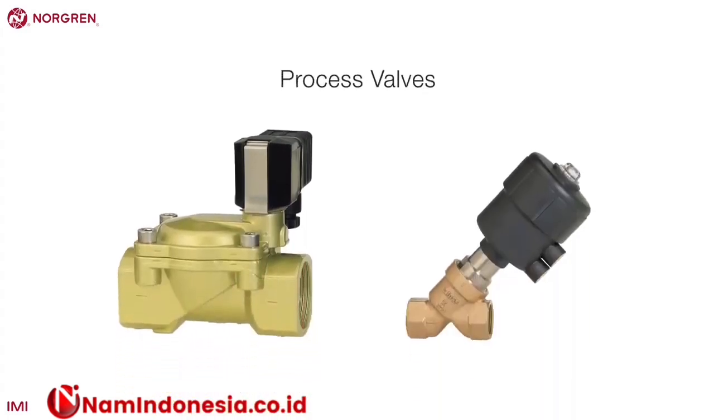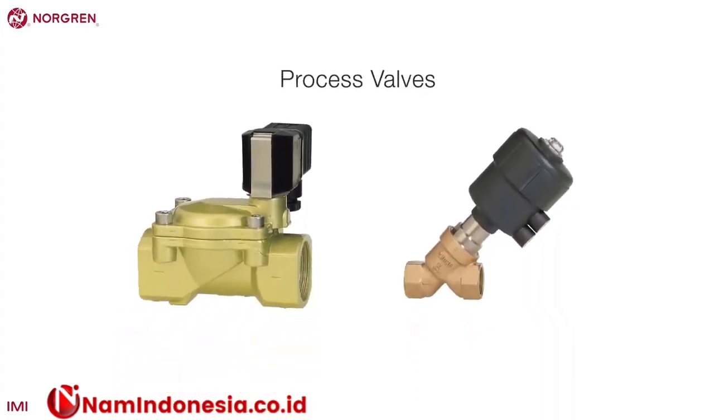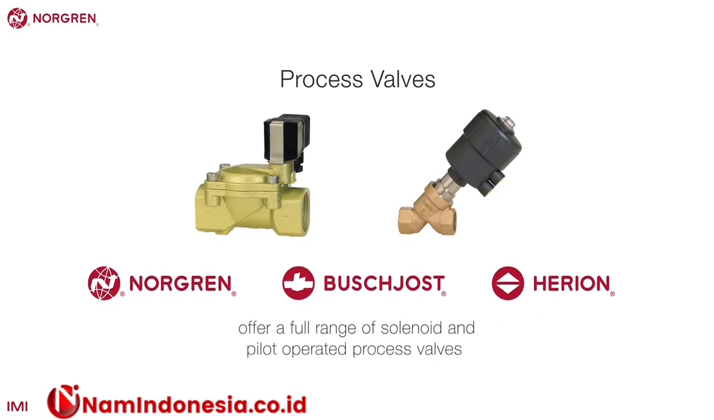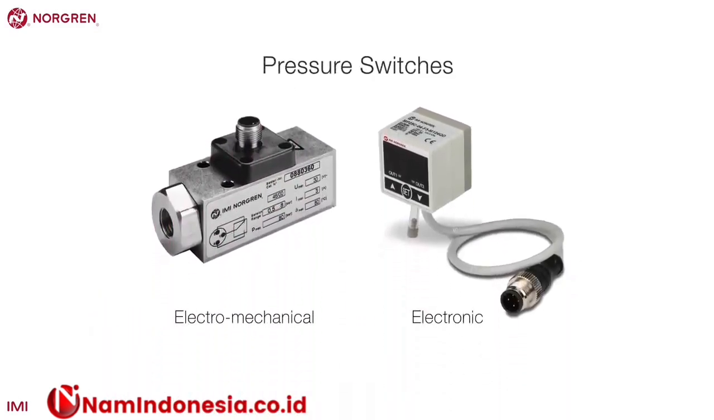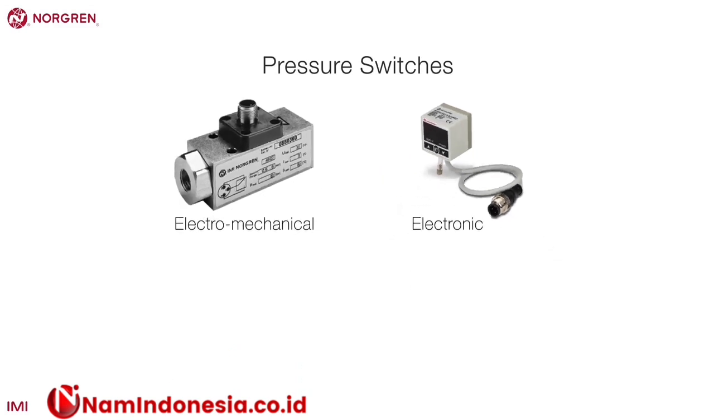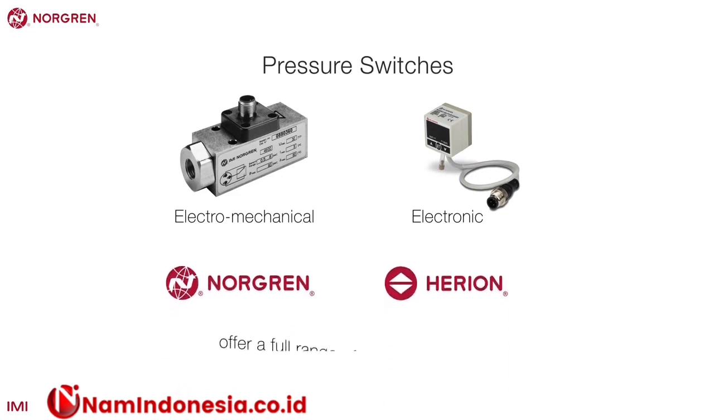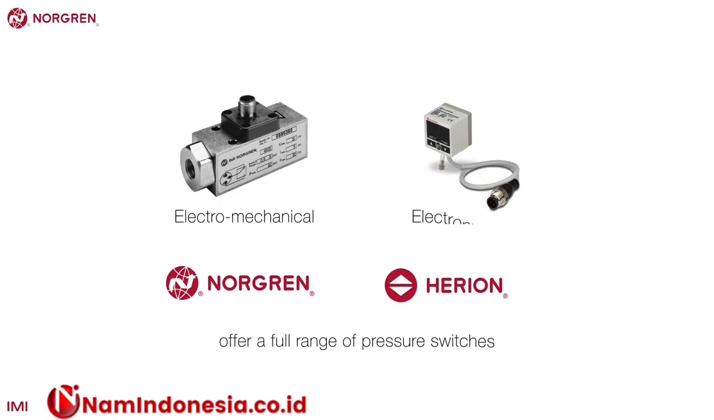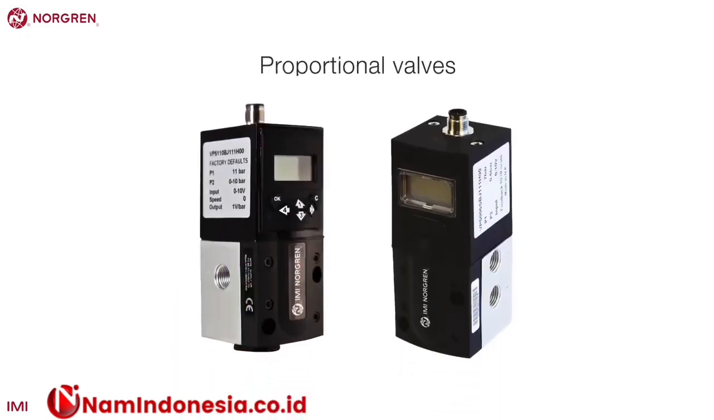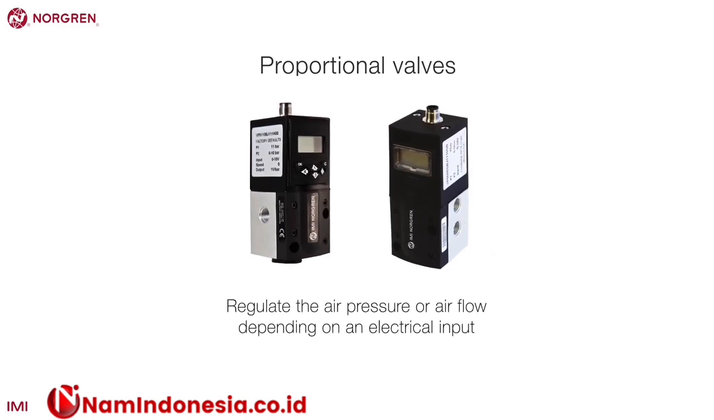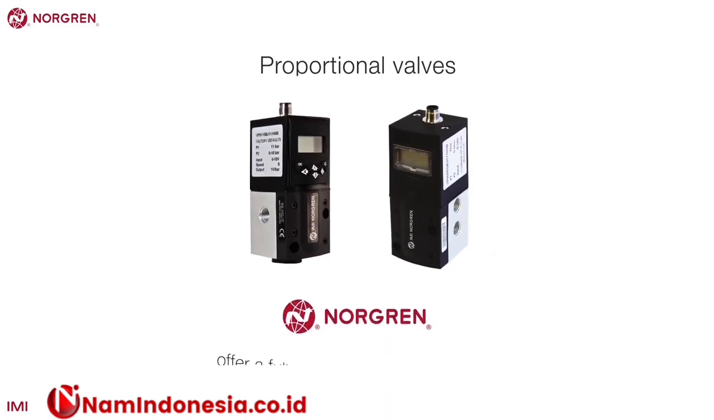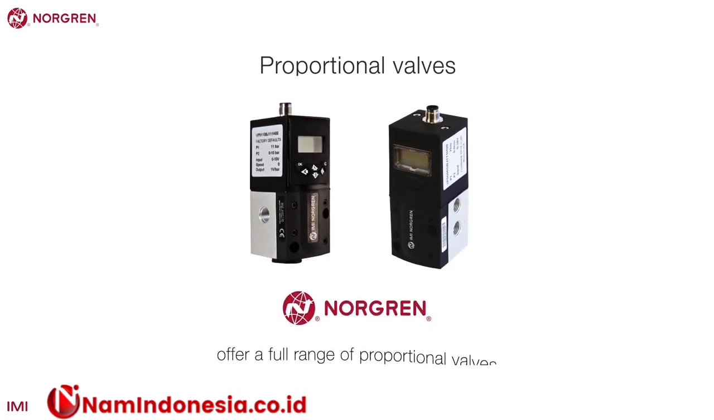Process valves control the flow of fluids and solids. Norgren, Buschost, and Herian offer a full range of solenoid and pilot-operated process valves. Pressure switches can either be electromechanical or electronic. They take a pneumatic signal input and give an electrical signal output at a given point. Norgren and Herian offer a full range of pressure switches. Proportional valves regulate the air pressure or air flow depending on an electrical input. Norgren offer a full range of proportional valves.